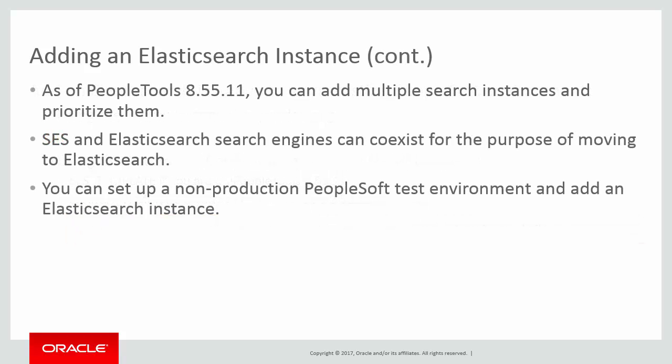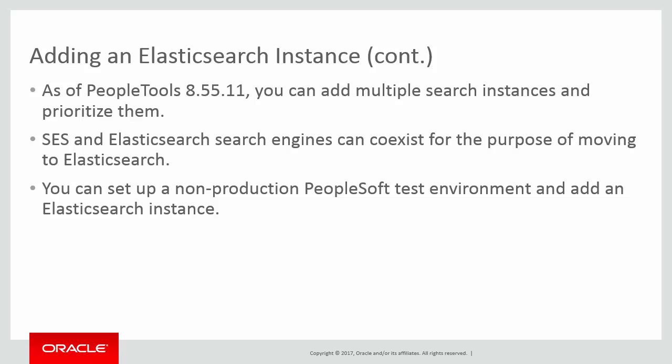As of PeopleTools 8.55.11, you can add multiple search instances and prioritize them. The new functionality provides a framework for adding multiple server details on the Search Instance Properties page, allowing you to deploy and index data to multiple servers at a time, but restricting search to only one server. To determine which server will be used for searching, you set priority for the servers. Highest priority is given to the server with the lowest number. When a new instance is created, it will have the lowest priority, which is max priority plus 1.